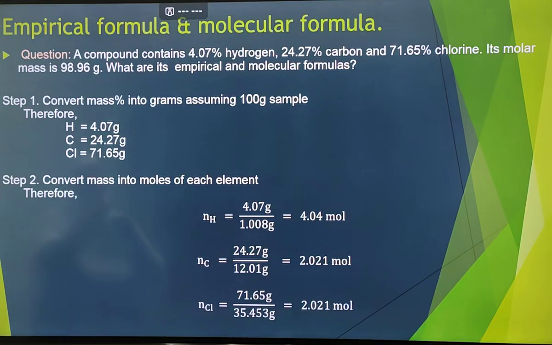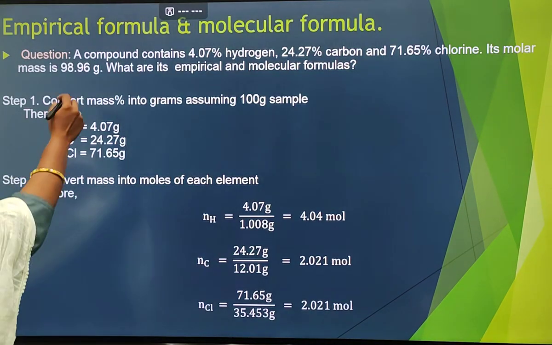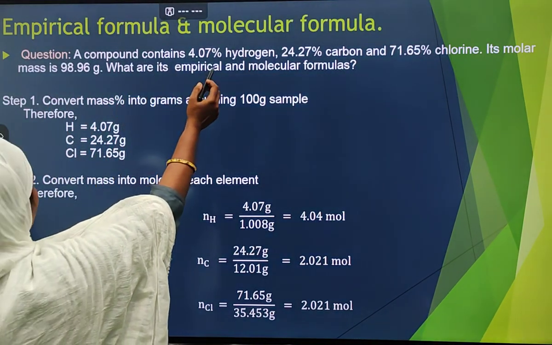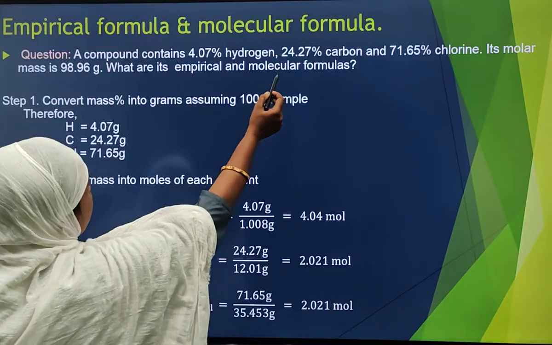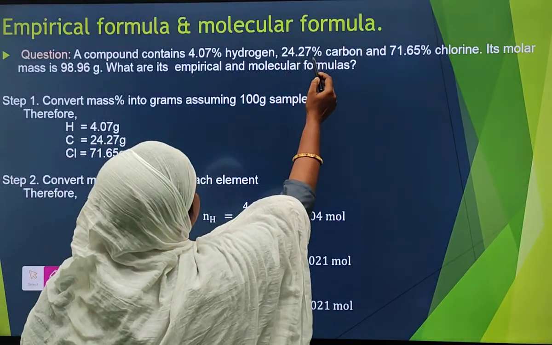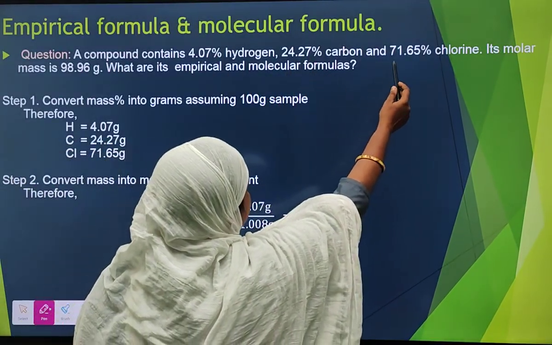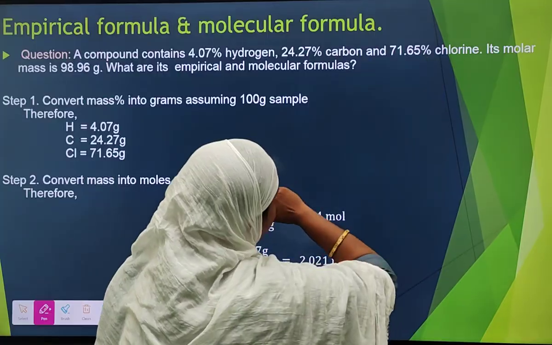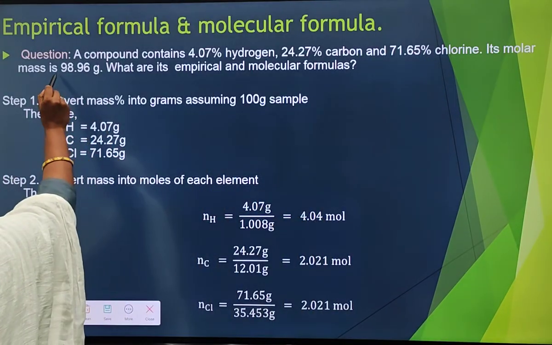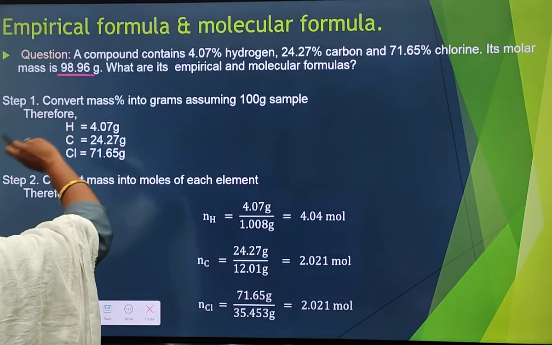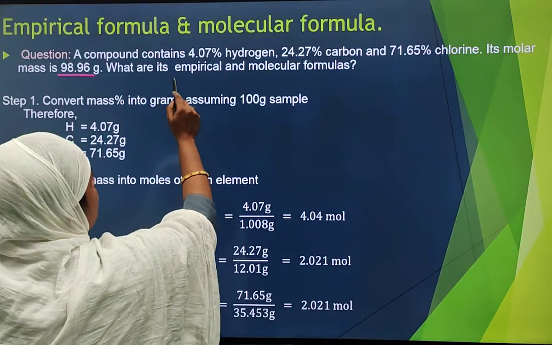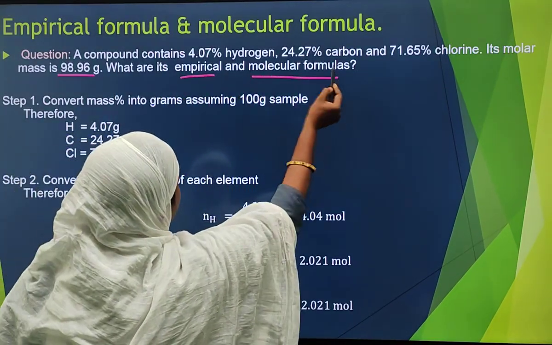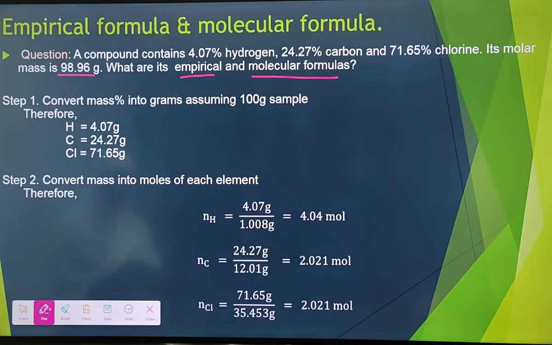Now over here, we have a question. A compound contains 4.07% of hydrogen, 24.27% of carbon and 71.65% of chlorine. Its molar mass is 98.96 grams. So what are its empirical and molecular formula? We have to find both.